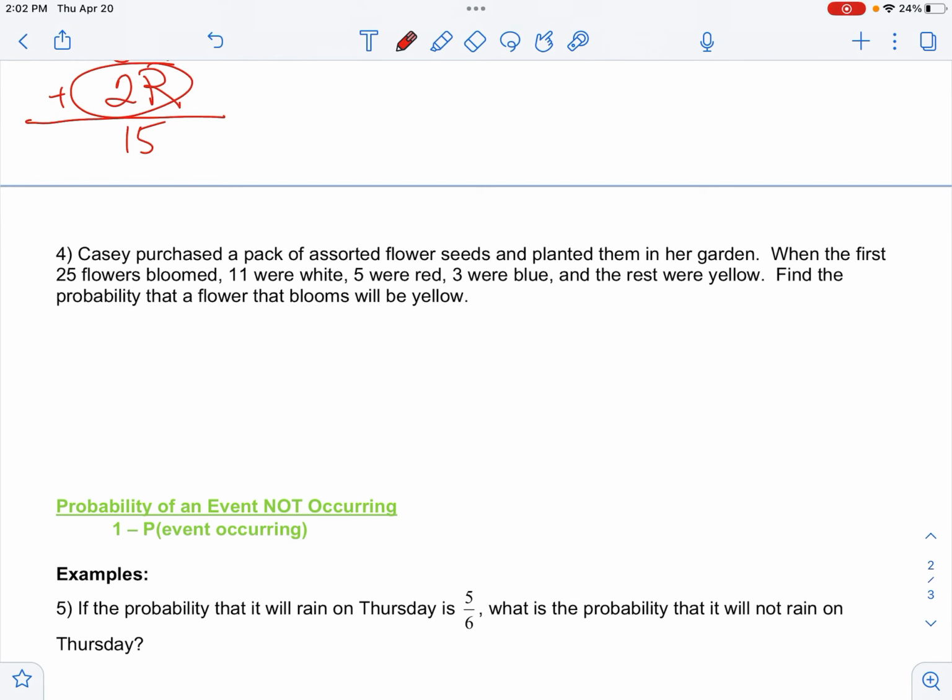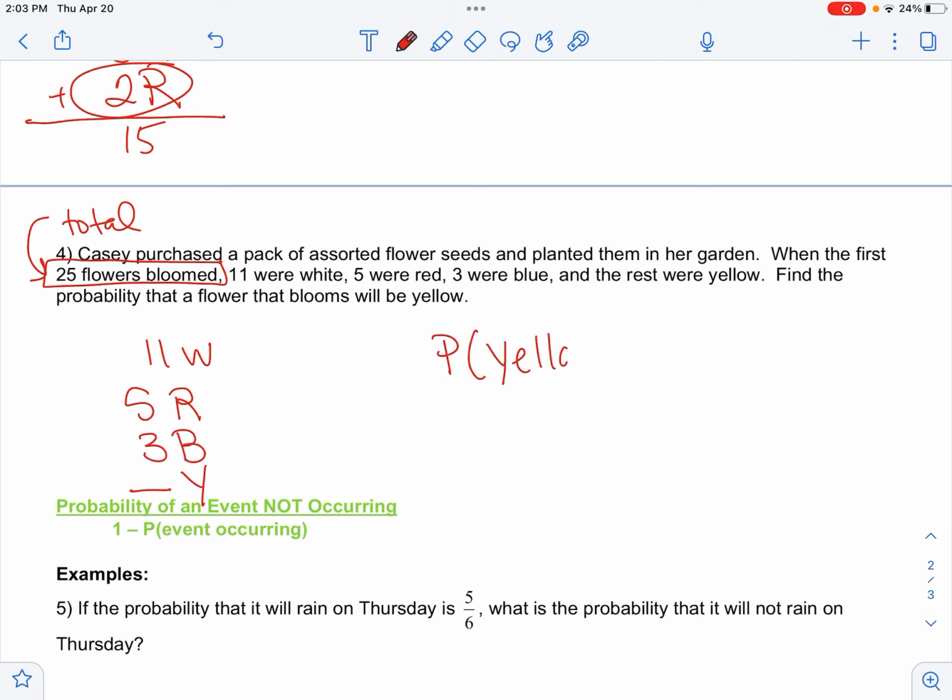We have assorted sunflower seeds. When the first 25 are bloomed, so this is the total right here, 11 white, 5 red, 3 blue. They don't tell us how many are yellow. Find the probability it's yellow.